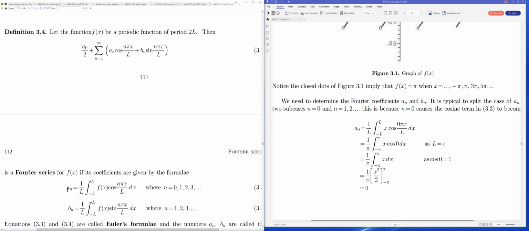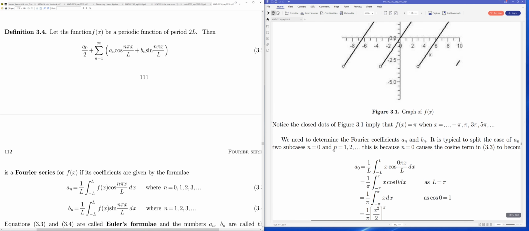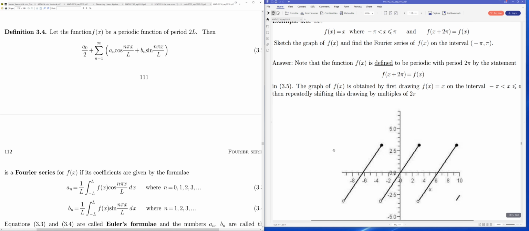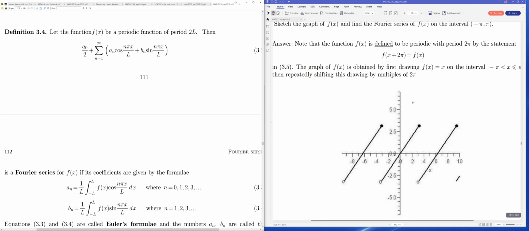Okay, so according to my formula, the a0, well, I need to use this formula here. But notice this formula involves L, and the L is coming from the period of your function. If your period is specified as 2L, that would tell you what the L is. So in this case, your function is of period 2 pi.